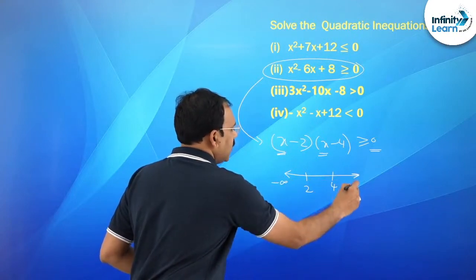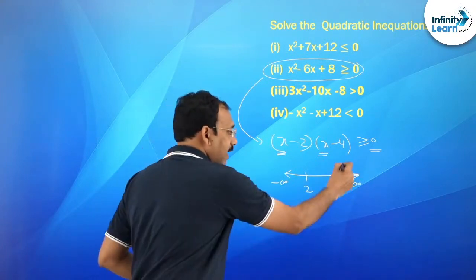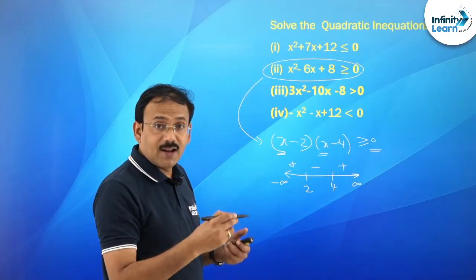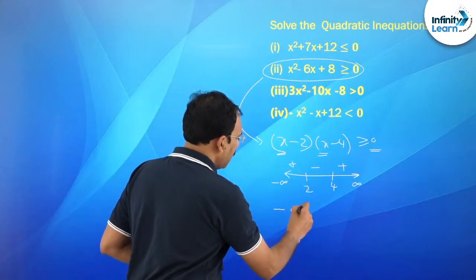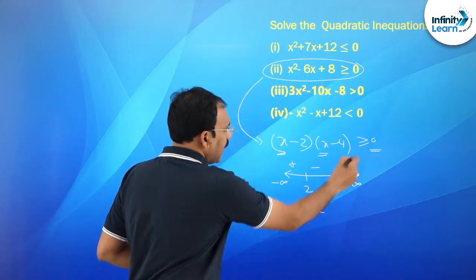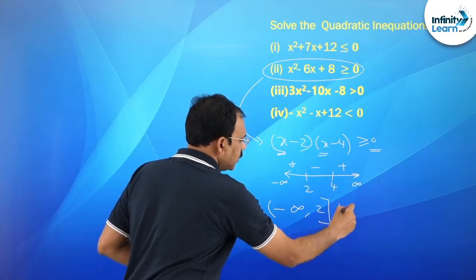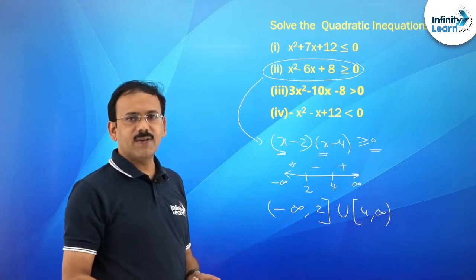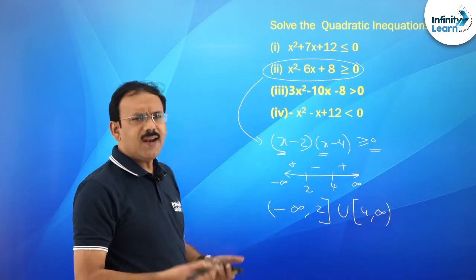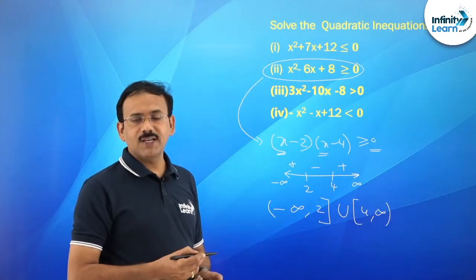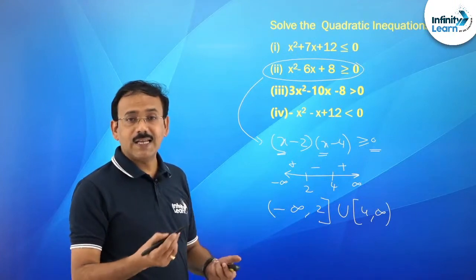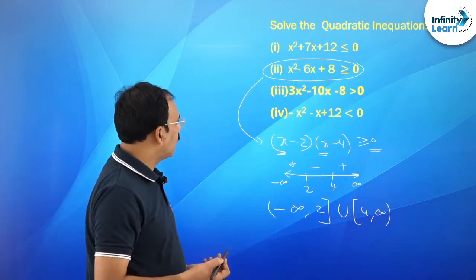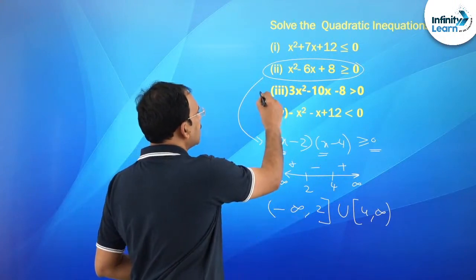This is minus infinity to infinity, extreme right side is positive, negative, positive. What do you want? Greater than or equal to 0 means, minus infinity to 2, as equality is there you close, union closed 4 to infinity. That is all. So, very simple, you can solve the quadratic inequation almost within 10 or 15 seconds, right? Clear friends? Now, I think you can easily solve the third.